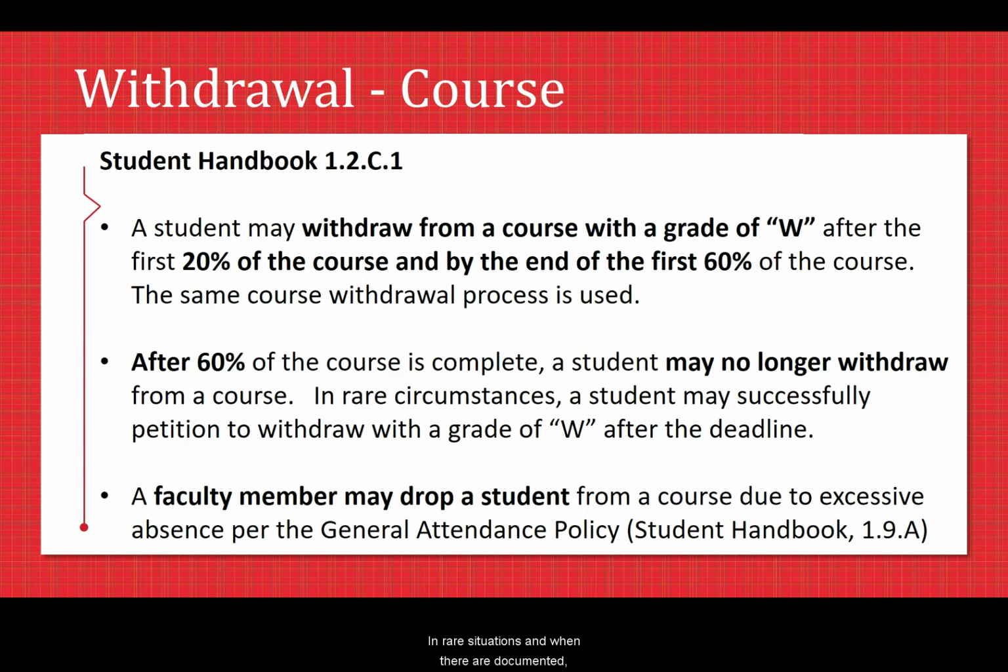In rare situations, and when there are documented extenuating circumstances, the student may petition to be withdrawn from a course after the 60% deadline. Typically, the only time the petition is approved is when there were extraordinary circumstances, such as a family death, that were beyond the student's control. It is also important to note that a faculty member may drop a student from a course due to excessive absence per the General Attendance Policy, Student Handbook 1.9.a.